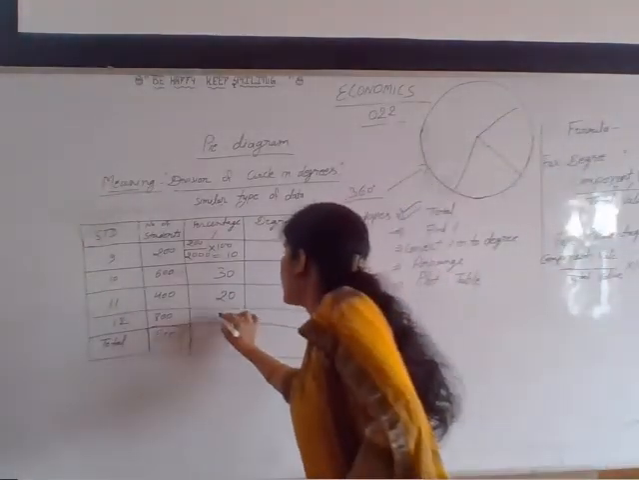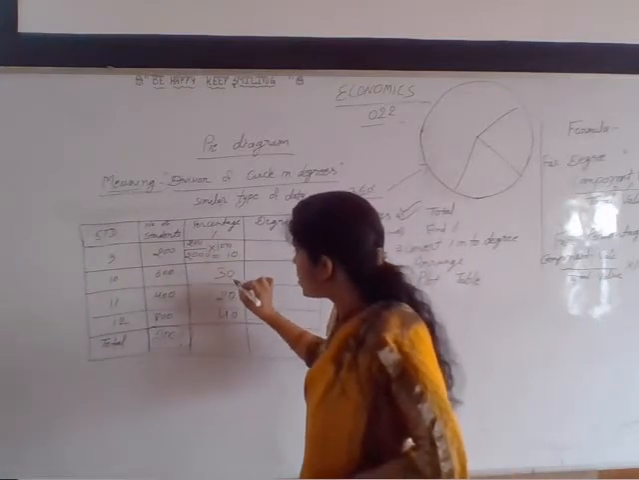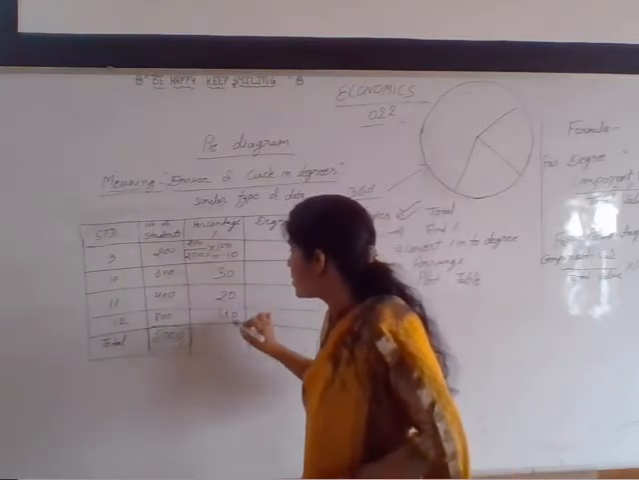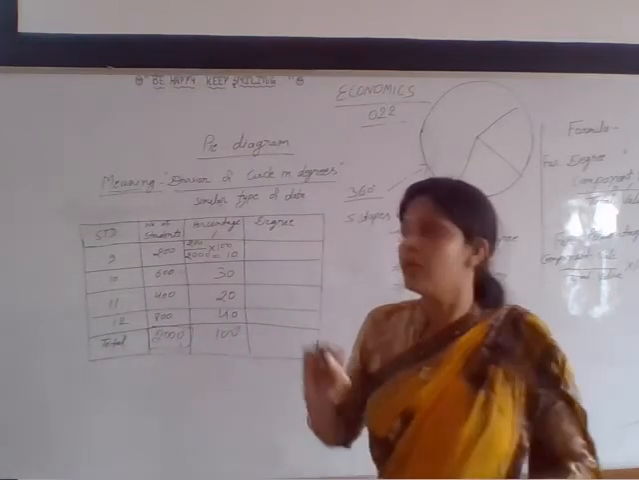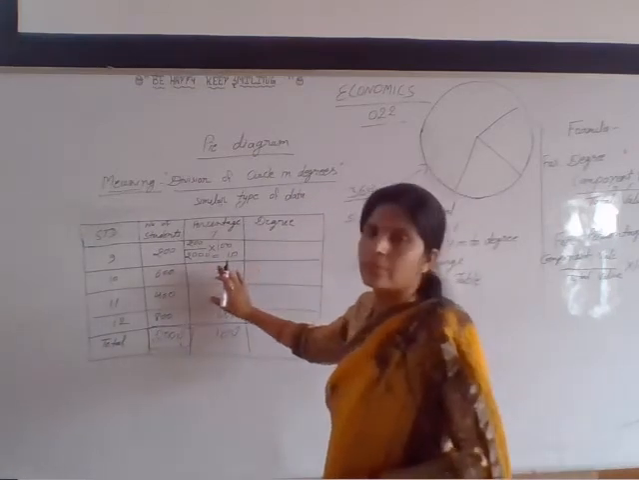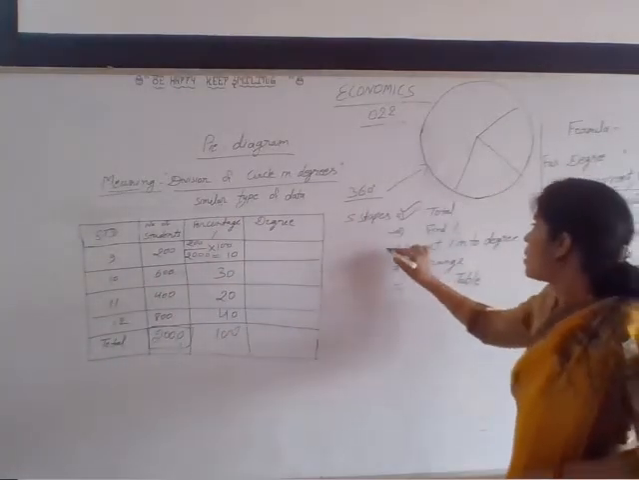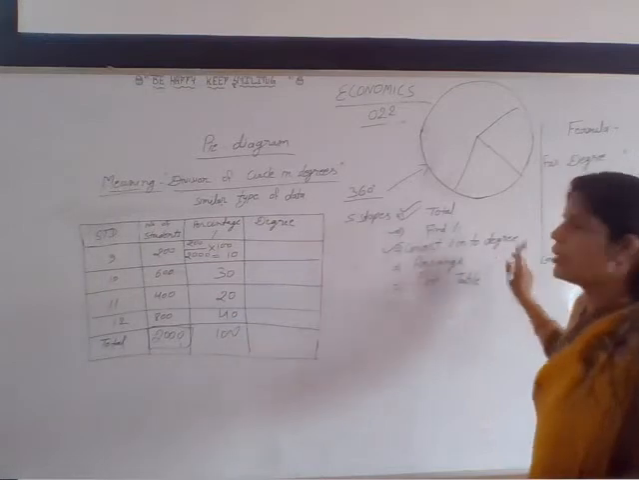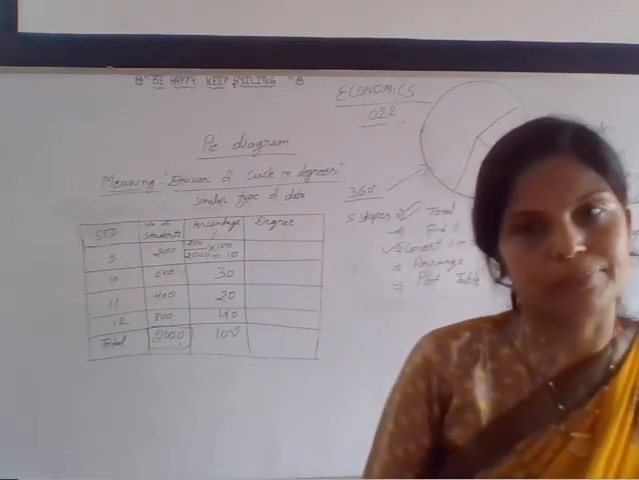So this type of values we will get. What is its total? 10, 30, 20 and 40. We will get 100, that is 100%. Okay. After this step, what is our next step? In the next step, we will convert percent into degree.